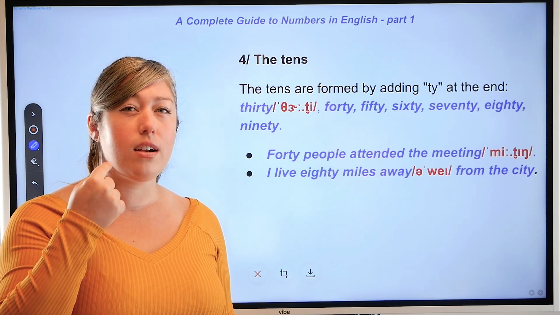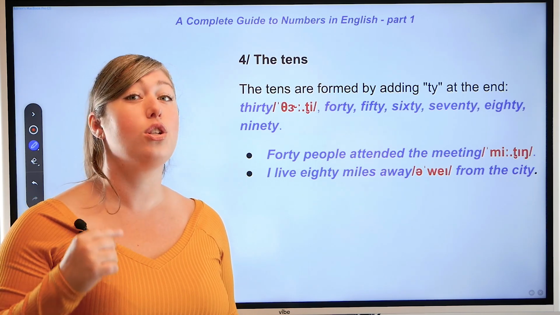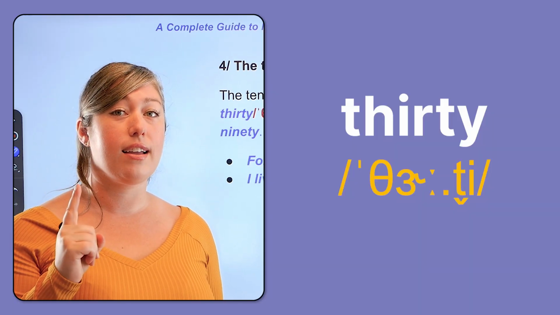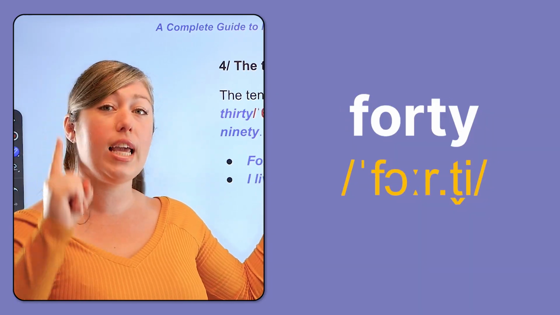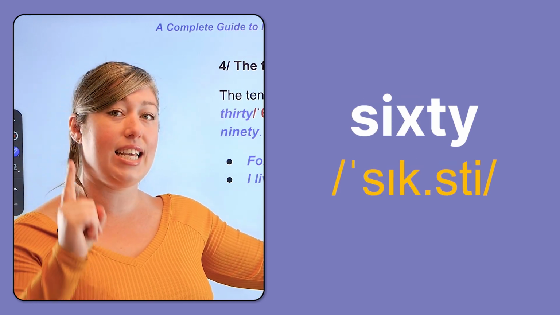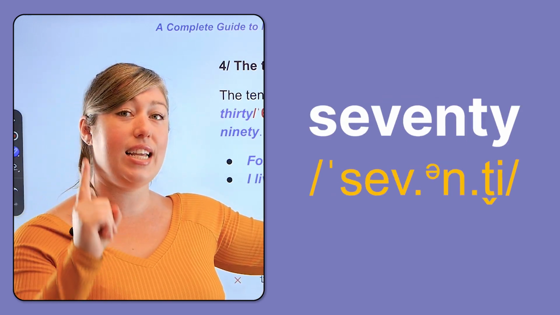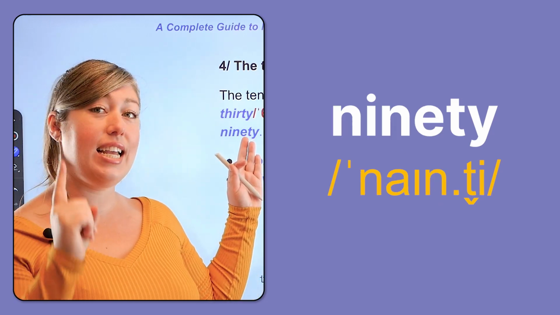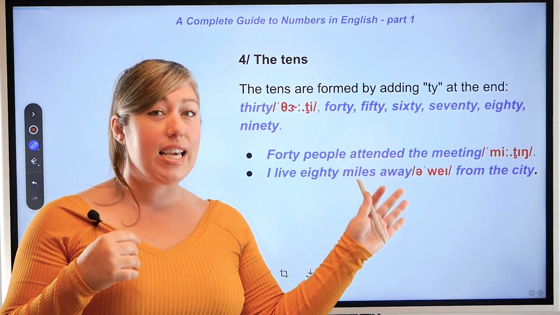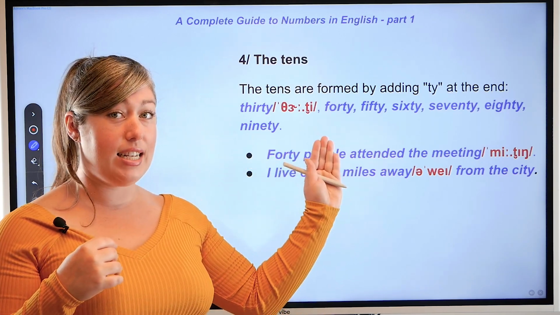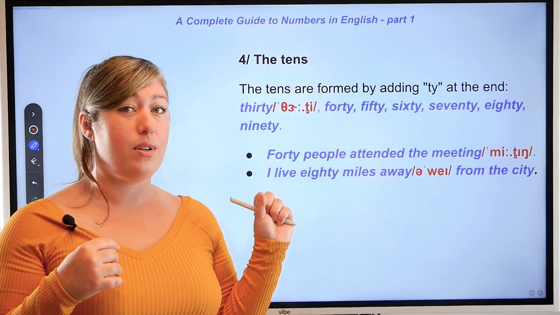You can hear that there's a soft T sound and stress on the first syllable. I want you to say it with me. 30, 40, 50, 60, 70, 80, 90. You can hear that in the teens, there is more pronunciation on the T sound, and in the tens, there's more of a D sound.